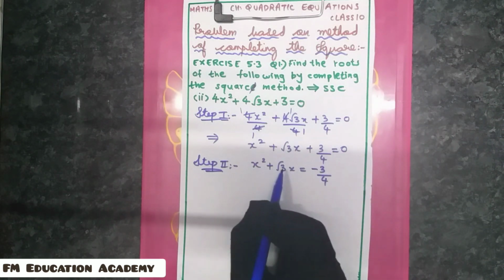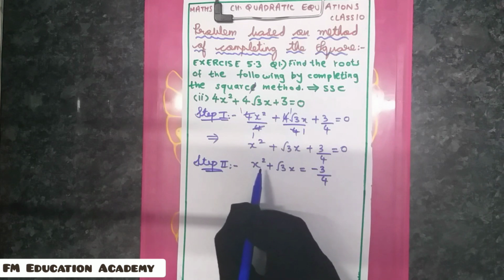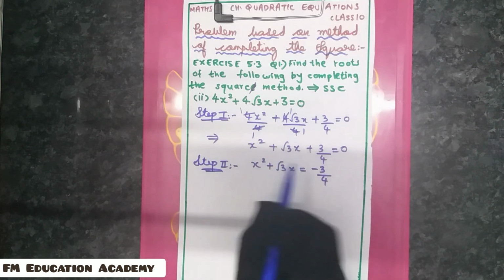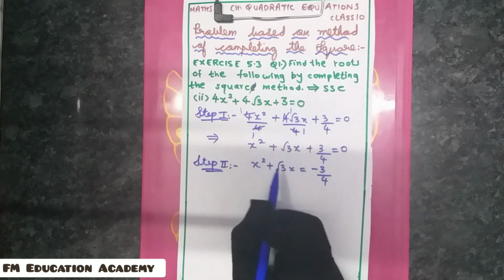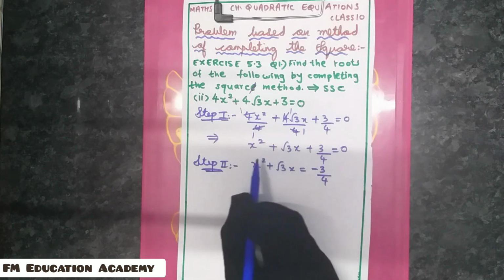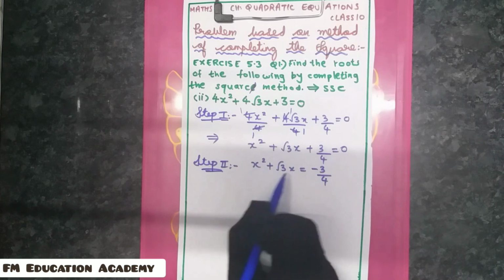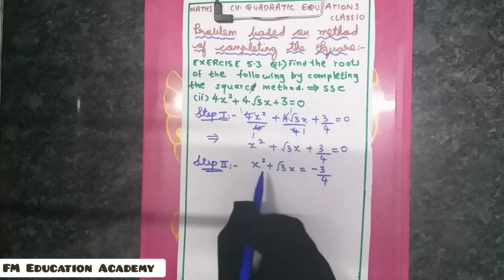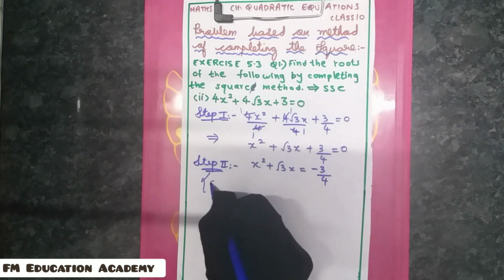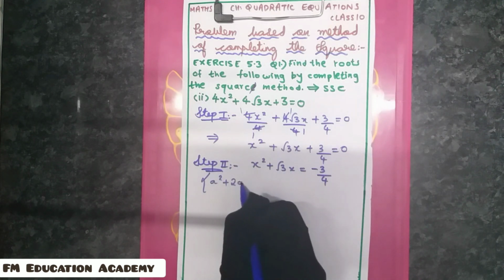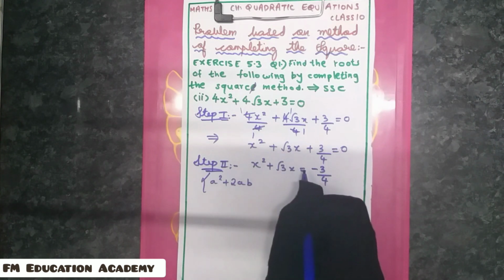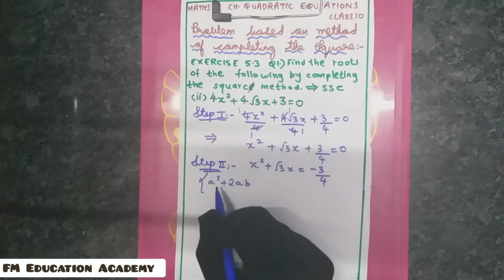Now, observe this x squared plus root 3x. It is of the form of the algebraic identity a squared plus 2ab plus b squared. Here I have only a squared plus 2ab. I am not having plus b squared on the LHS. If I compare this with the algebraic identity, since we have only a squared plus 2ab, this is a squared and this is the 2ab term.